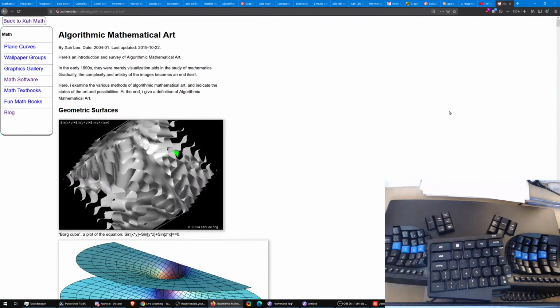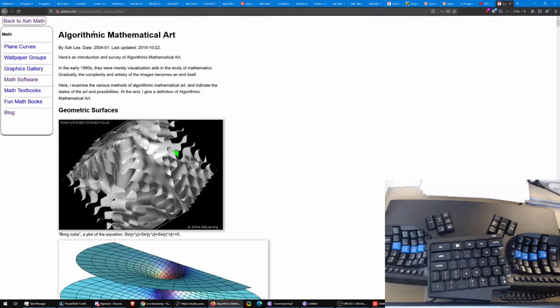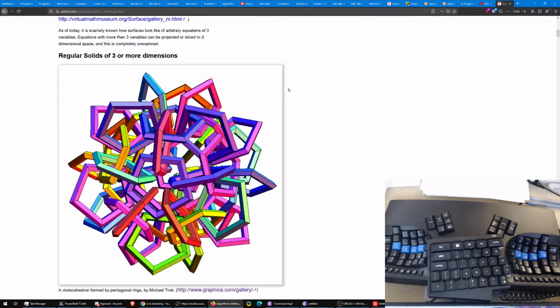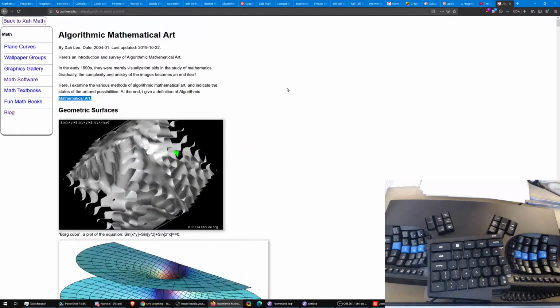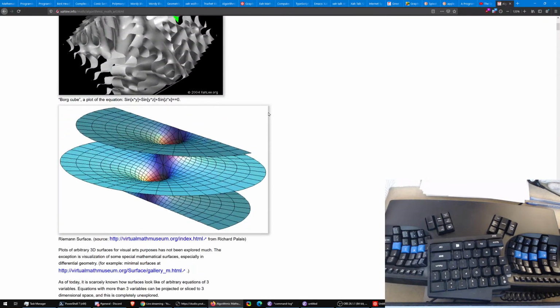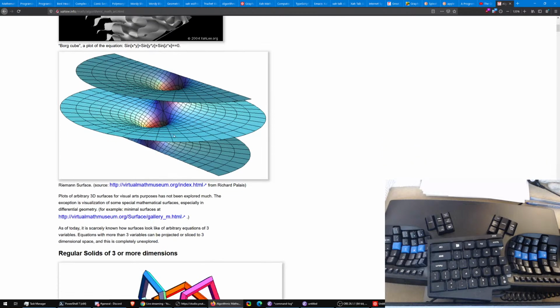Anyway, so back to this article, Algorithmic Mathematical Art, which I wrote in 2004, and I consider it to be one of my great articles. It does two things. One, it gives you an overview of mathematical art, of different types and different approaches. For example, geometric surfaces. That's what you're seeing. This is a Raymond sphere.